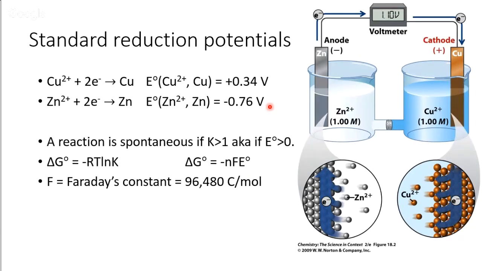We can also look at the Gibbs free energy equations, right? So delta G equals negative RT natural log of K. And we also have delta G equals negative n, where n is the number of electrons transferred, times Faraday's constant times the potential. And from those equations, you can see that the reaction would be spontaneous if the standard reduction potential is positive, as a negative delta G indicates a spontaneous process.